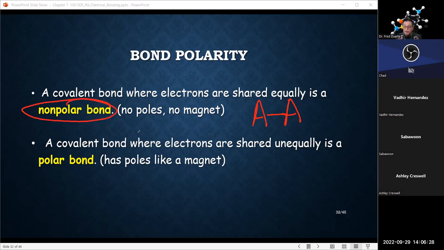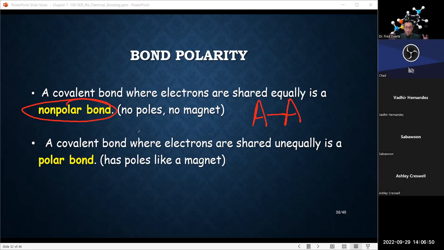Because the electronegativity of each one is the same, there's an equal pull. It's like a tug of war. In that bond, there's a tug of war going on between the electrons, and in this case, it's an equal tug of war. It's like having 200 pounders on the rope. Basically, it's not going anywhere.